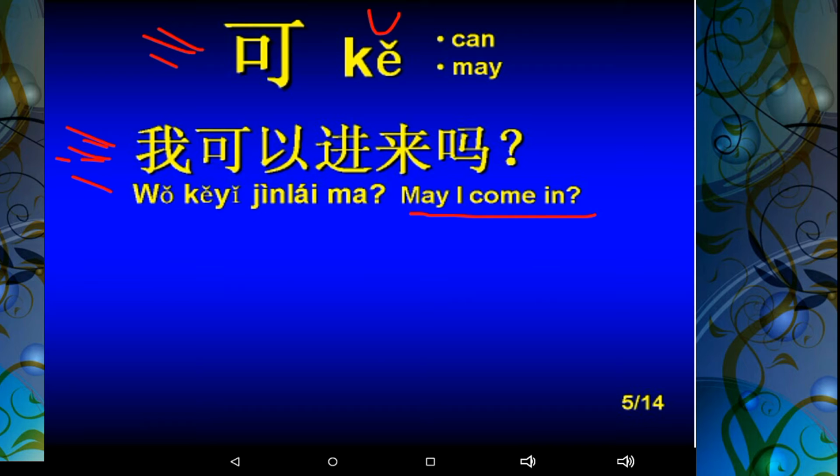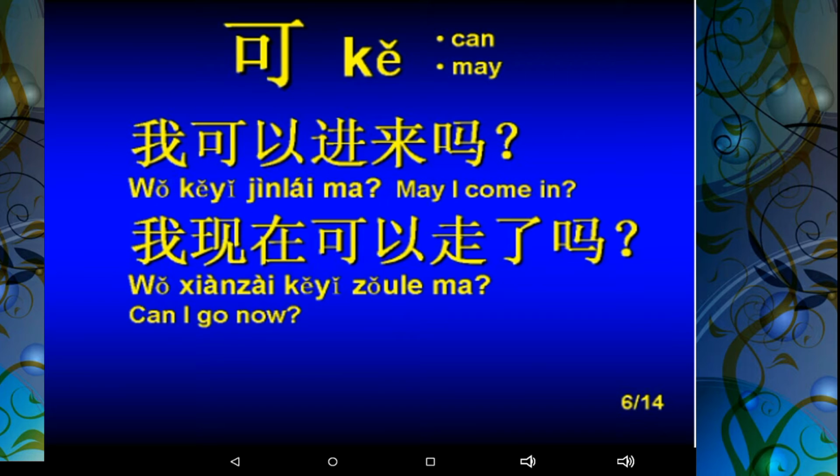So let's go on to the next sentence. The next sentence is, can I go now? 我现在可以走了吗? Now let's repeat. 重复. 我现在可以走了吗? Okay, that means, can I go now?